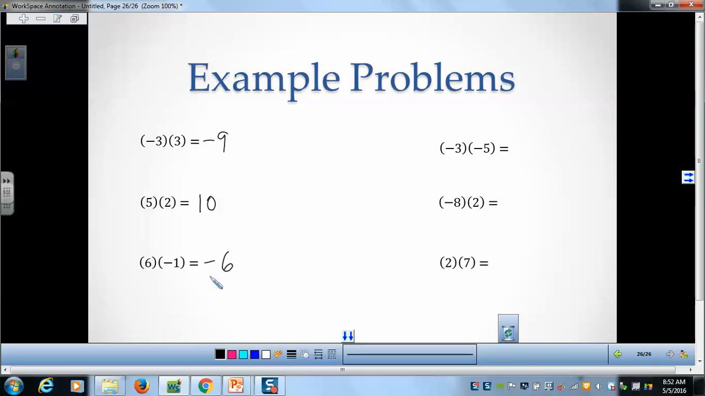So there's a 2-part process anytime we're doing these problems. Always figure out your sign first. A negative times a negative is a positive. 3 times 5 is 15. A negative times a positive is a negative. 8 times 2 is 16. A positive times a positive is a positive. 2 times 7 is 14.